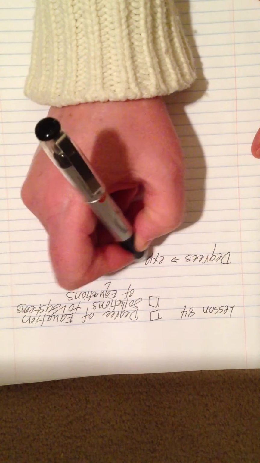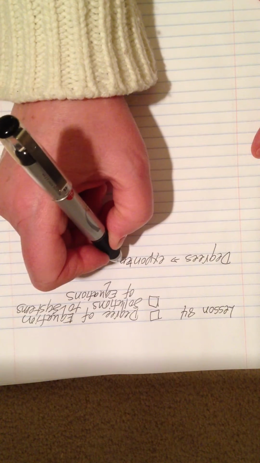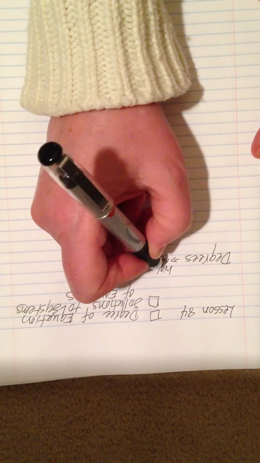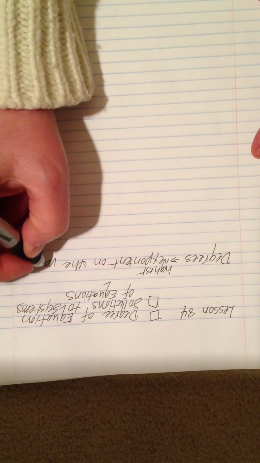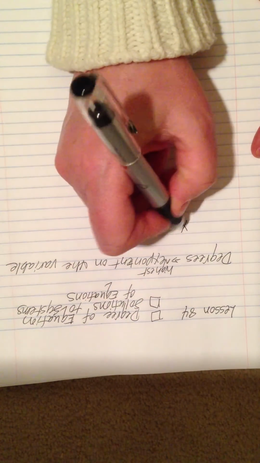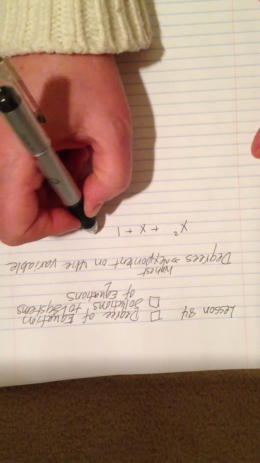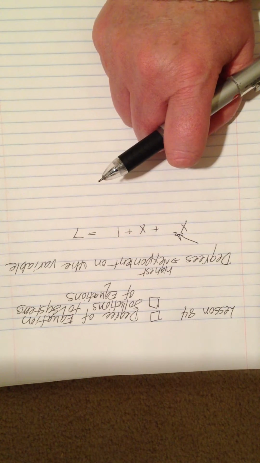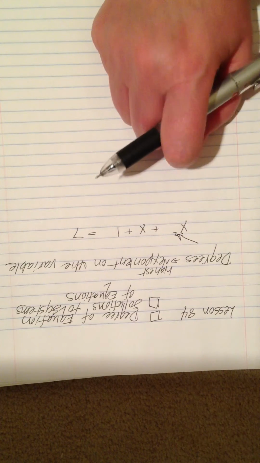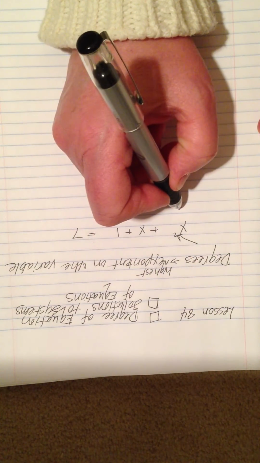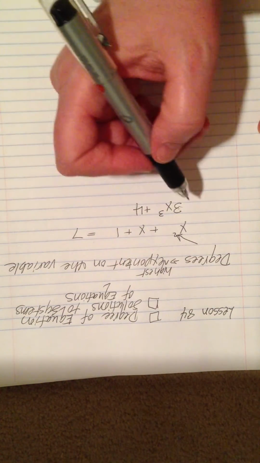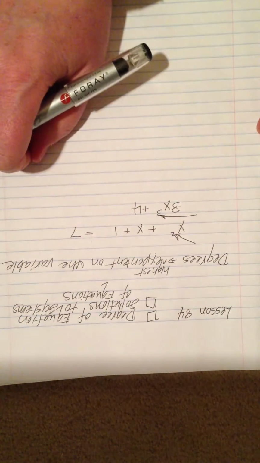It's the highest exponent on the variable in a term or an equation. So, for example, if we have x squared plus x plus 1 equals 7, the degree of this equation is 2. It's a second order, or a second degree term, because the highest number is 2. If we have 3x cubed plus 4, the degree of this expression is 3. It's a third order expression.